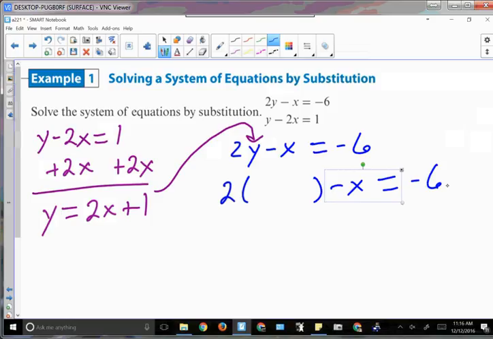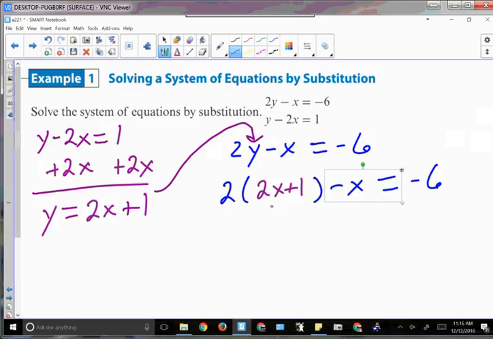Nothing's changed. What am I going to put in here instead of y? Well, that's where the 2x plus 1 goes in, because y is 2x plus 1. Wherever I see y, I can replace it. Now, the reason that we want to do this is because we know how to solve an equation that has one variable. So, questions up to this point in time?